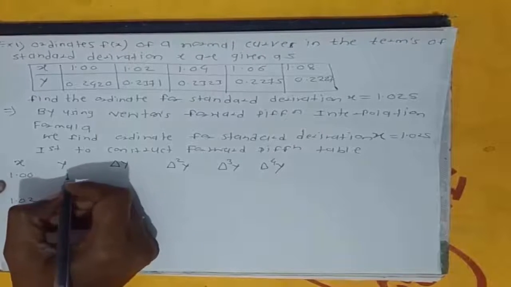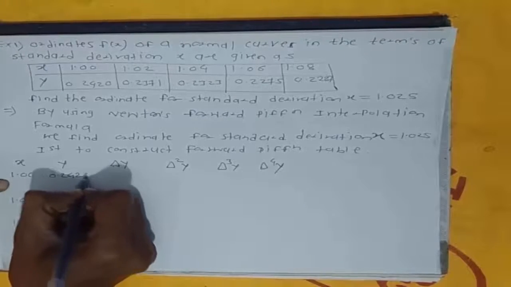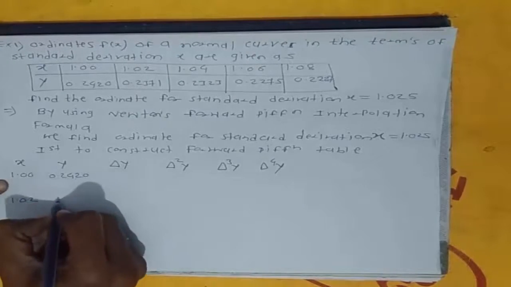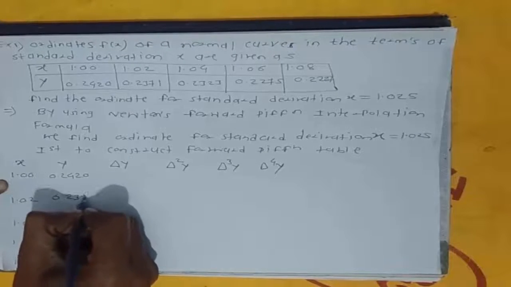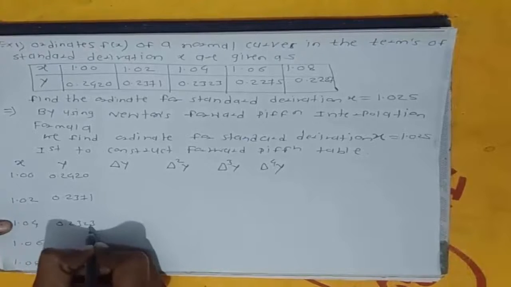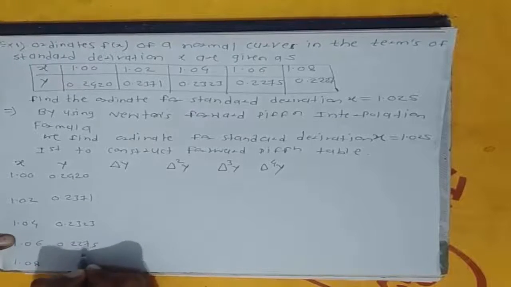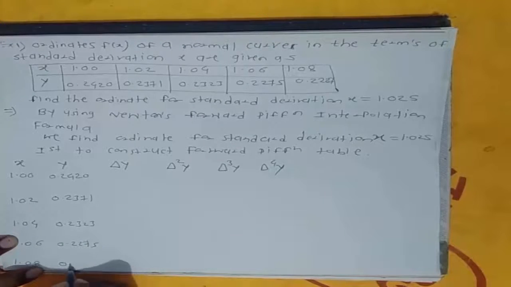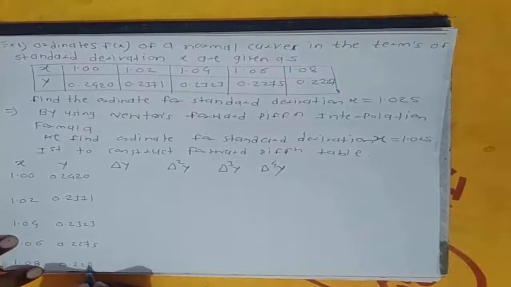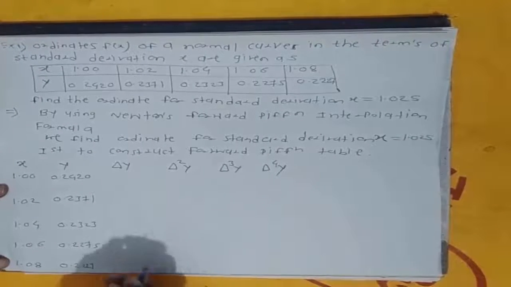Okay, then the values of y with respect to x are 0.2420, then 0.2371, 0.2323, 0.2275, and last one is 0.2227. Okay, so we prepare first the forward difference table.